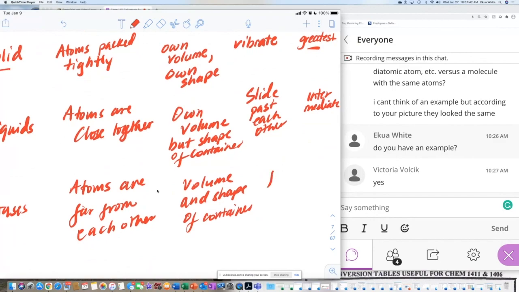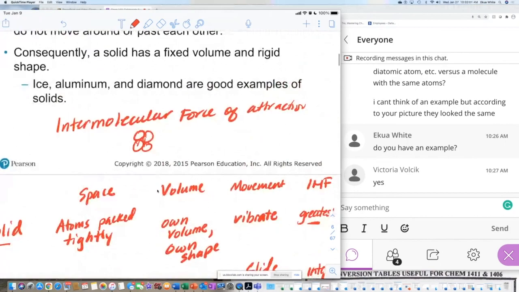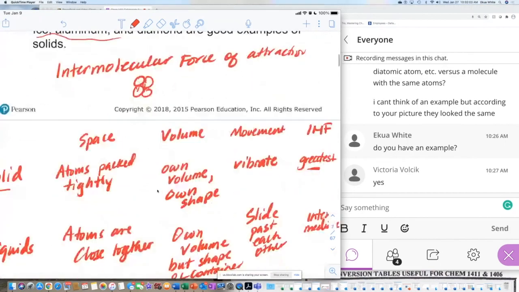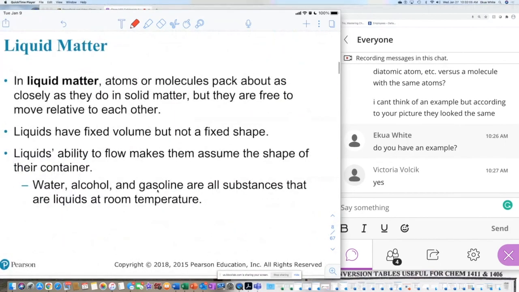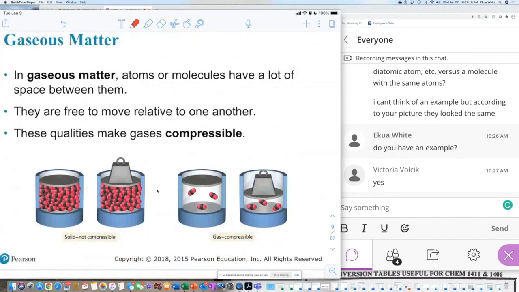And here they are fast moving and then least intermolecular force. Okay, so I've kind of summarized these behaviors right here. So as you read through all this, you will see examples of solids right here, examples of liquids. And remember, because liquids can slide past each other, it allows them to flow and you can actually pour them out. Okay, and then with gases, you can see that the gases do have a lot of space between them.